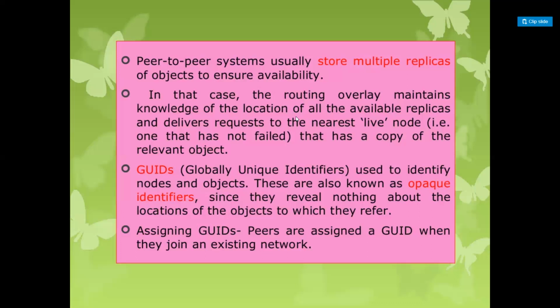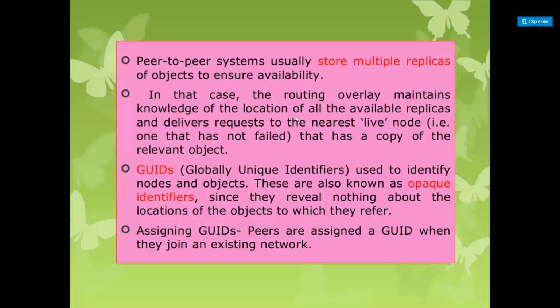Next, the GUID, global unique identifier, is used to identify the nodes and objects. These are also known as opaque identifiers, since they reveal nothing about the locations of the objects to which they refer. So the GUID is used to identify the nodes and objects.